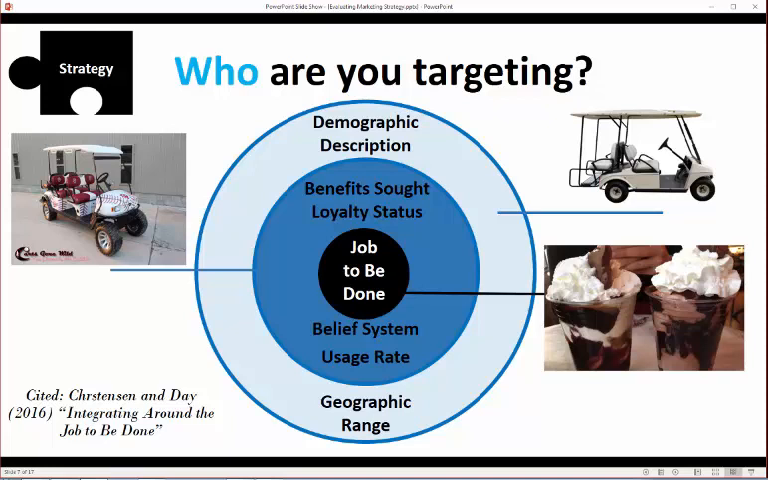We could then go a little deeper, and there's work by Christensen and Day dating back to 2010. The most recent revision of their work is in 2016, and they talk about integrating or thinking about defining customers around the job to be done. I'm going to come back to that example in just a second. But first, just to summarize, the more specific, the more clearly we can define who we're targeting, the better we are going to be at evaluating if we have a problem in our marketing strategy or with our marketing program or with the value proposition. We're going to be more effective in those areas as well.